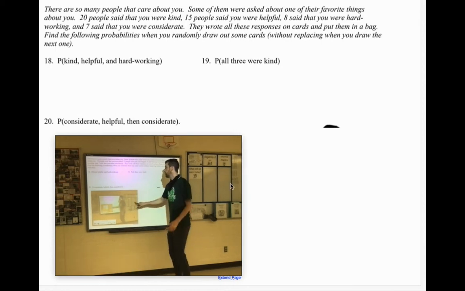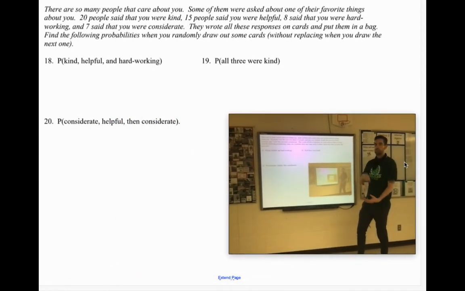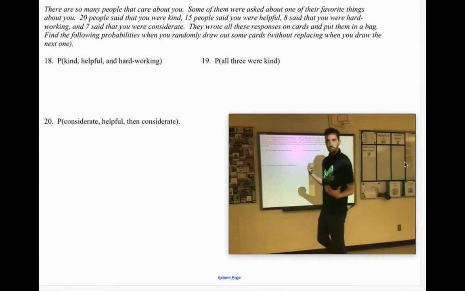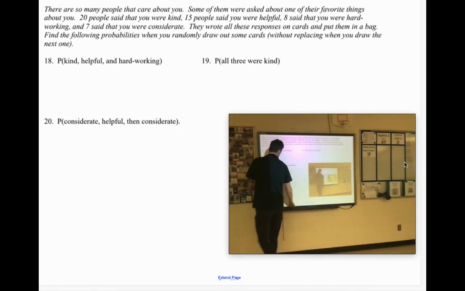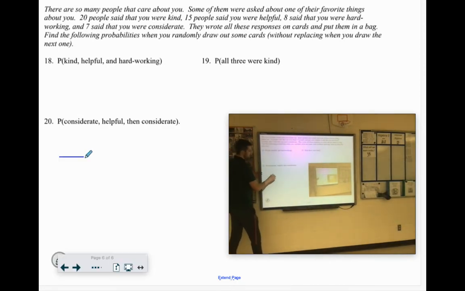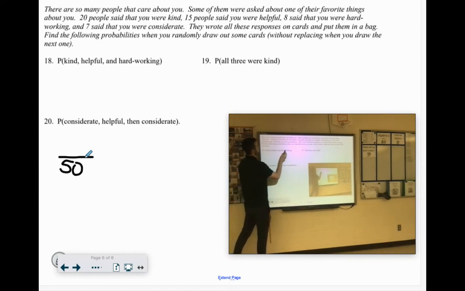So let's find the probability that you just randomly drew out 3 sheets of paper in a row. You didn't put them back in. The probability that you were considerate, how many of the 50 were considerate? 7.